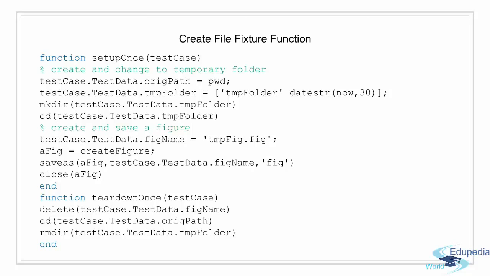In this example, the TestData structure uses assigned fields to store the original path, the temporary path, and the figure file name. In the setupOnce method, I will store the original working directory path and then change the working directory to a temporary folder. Then I will create a figure in this folder by calling the figure function. In the teardownOnce method, I will delete this temporary folder and clear the figure with it. After that, I will restore the working directory to the original working directory.